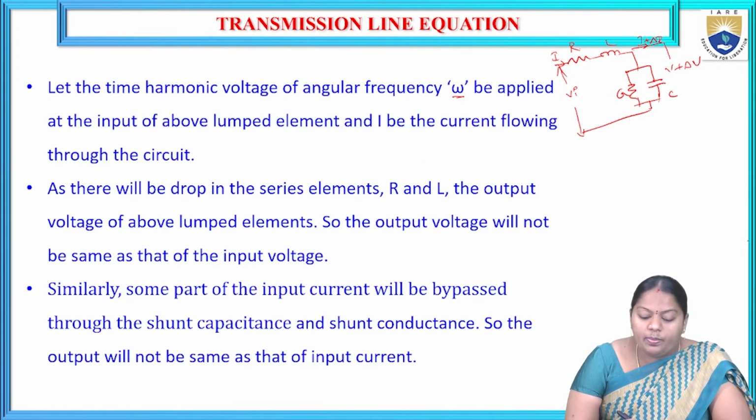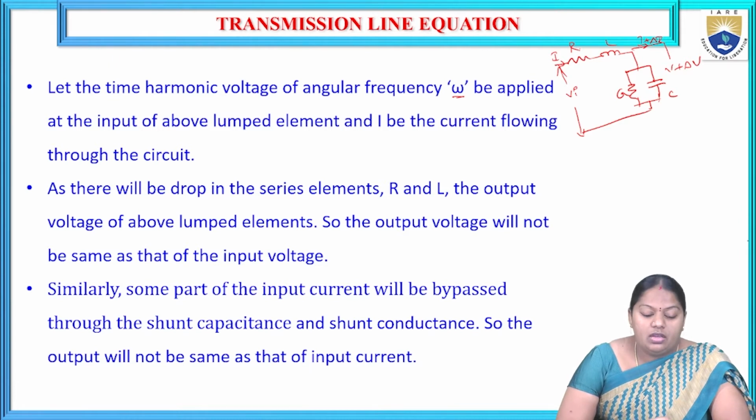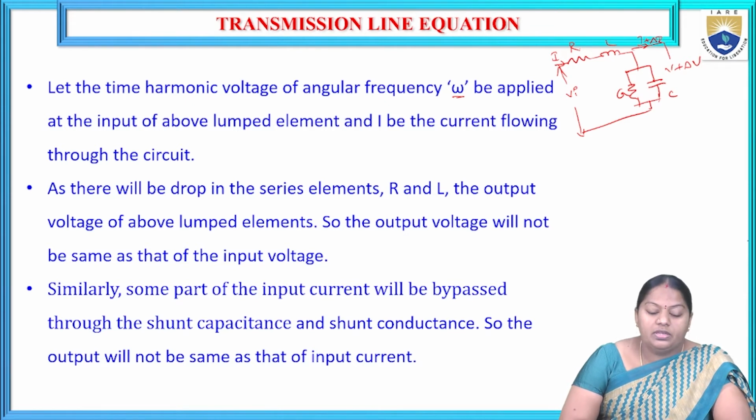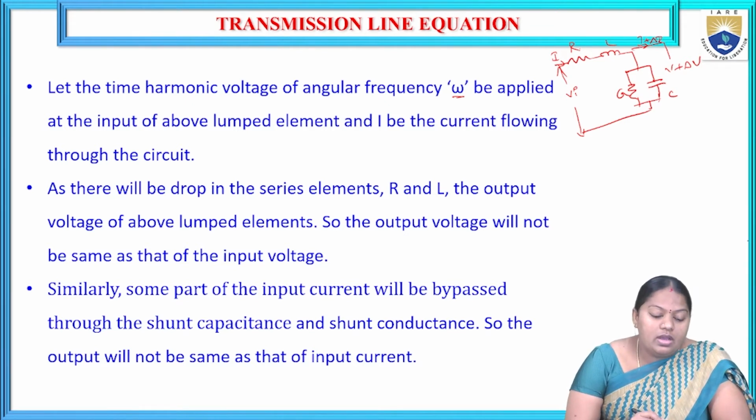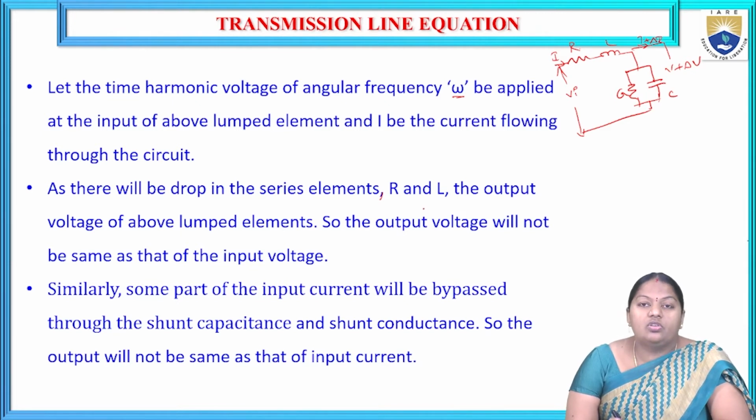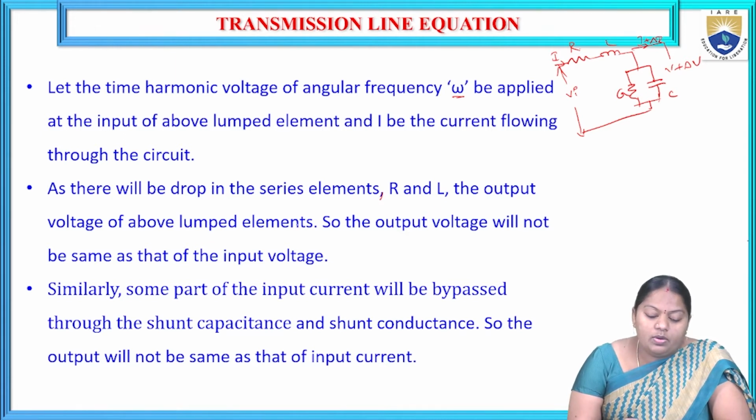As there will be a drop in the series elements, if any element is connected in the circuit, depending upon the connection there exists a voltage drop or dissipation in that particular element, which we have to consider. So as there will be a drop in the series elements, since resistor R and inductance L are connected in series, there must be some voltage drop in those two respective elements, and the output voltage of the above lumped elements, along with the input and output, may also change.